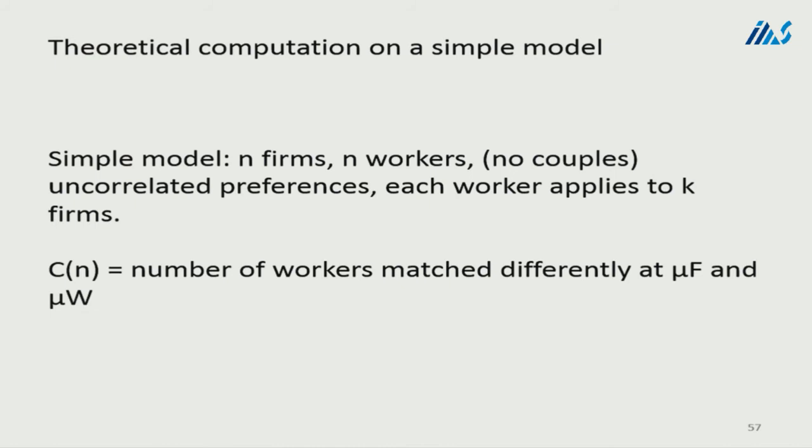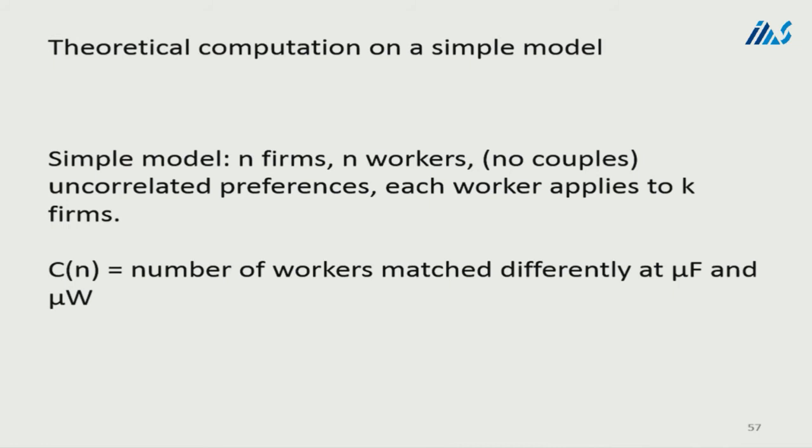Okay, and what I'm going to look at is the number of workers matched differently at the firm optimal and the worker optimal outcome. So this is a simple theoretical model. It's completely in my control. You learned the theory of it this morning. You know just how the theory works. I'm going to generate preferences. I'm going to say how many workers get different matchings. And we just saw in the data, very few workers get different matchings.